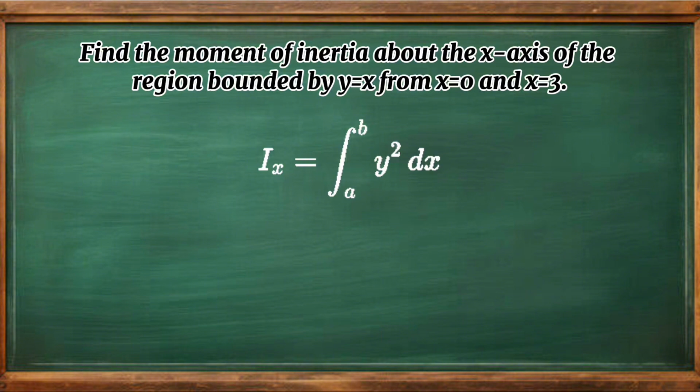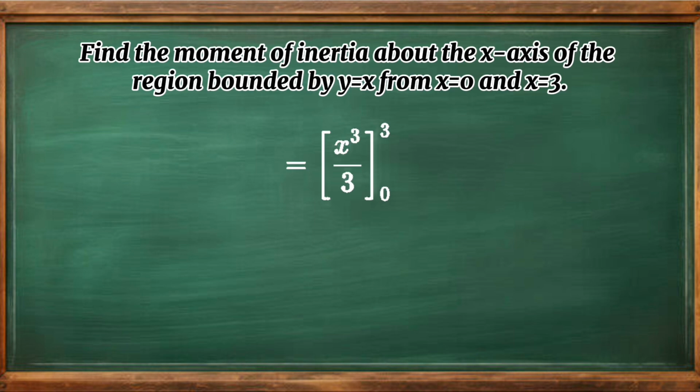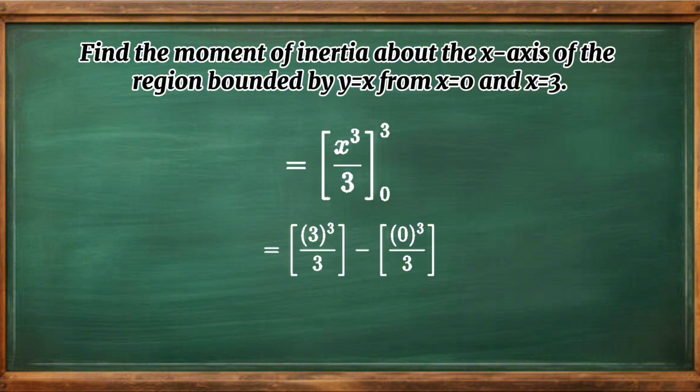Therefore, we have Ix equals the integral from 0 to 3 of x squared dx. Now, we integrate the equation. Therefore, we have x cubed over 3 from 0 to 3. Now, let's evaluate it to get the values. Therefore, our final answer for the area moment of inertia is 9.